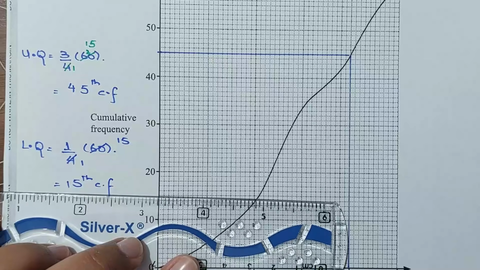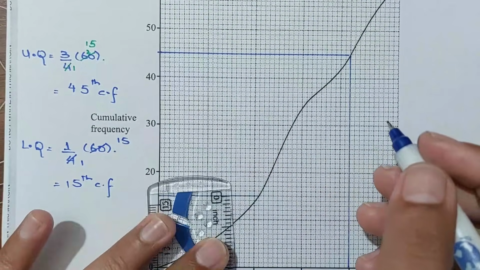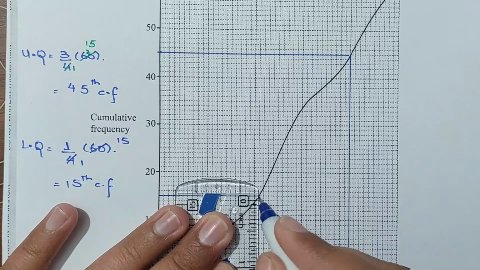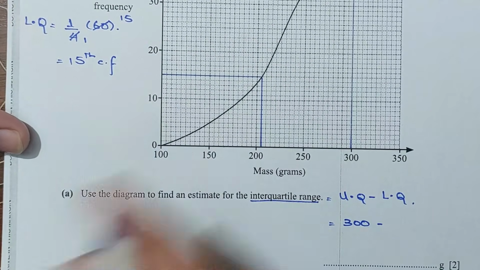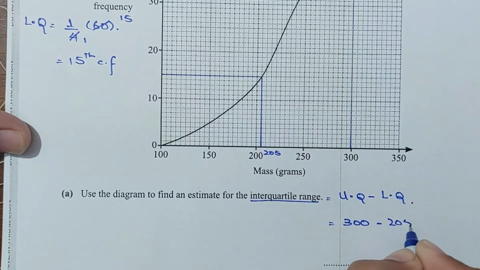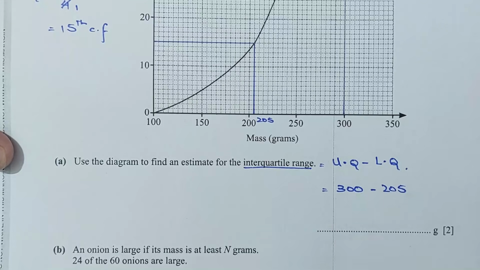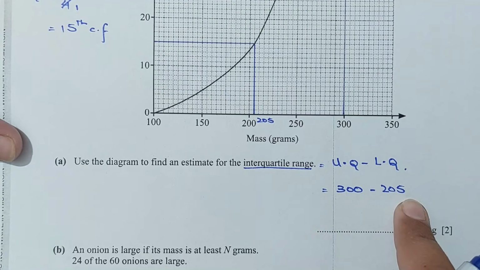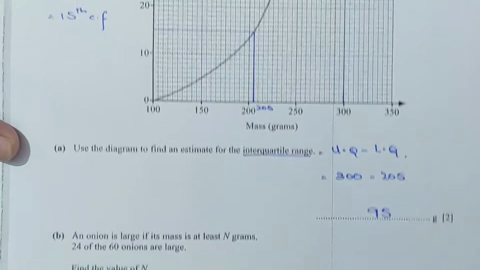10 and 15 is over here in the middle of 10 and 20. This value is, okay, 205. From 300 take away 205. 300 take away 200 is just 100 and take away 5 as well, it's 95 grams.